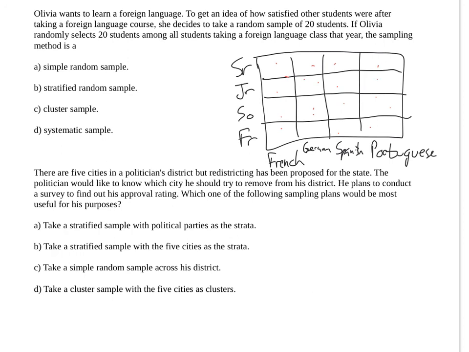Right? So she picks out 20 people from everybody. She's not breaking it down into smaller groups at all. So she's definitely not doing a cluster sample, right? She's not doing that. She's not doing a stratified sample because she's not taking any of these groups into account. She's not doing a systematic sample.